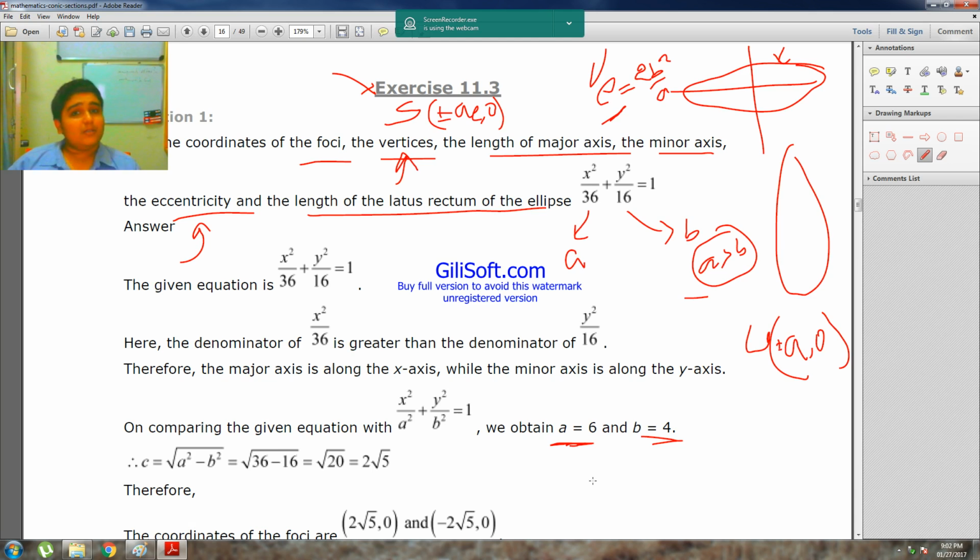Okay. For the other one it was 0, plus or minus B. So that's what you need to make it out. Okay. And now you have A, you can calculate the vertices. Major axis is 2A, minor axis is 2B. Okay. And what else is given to you?